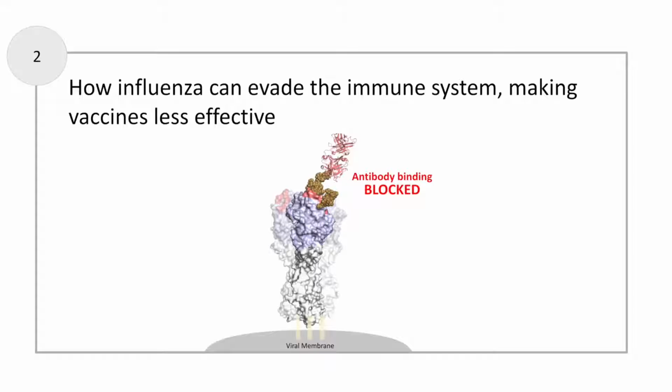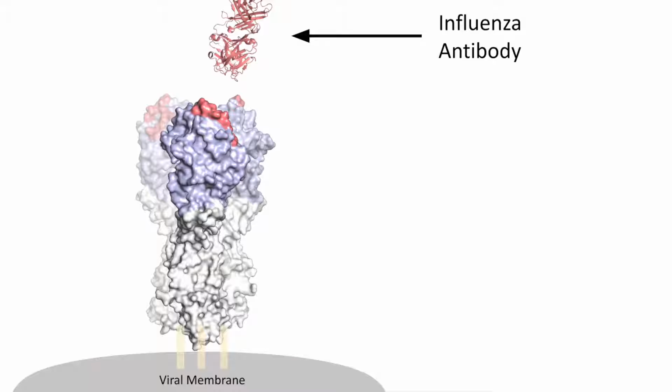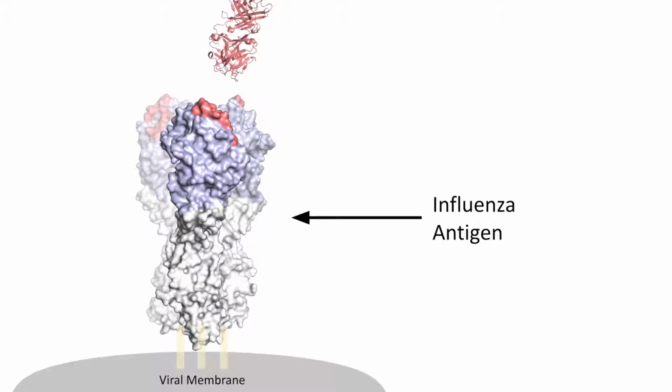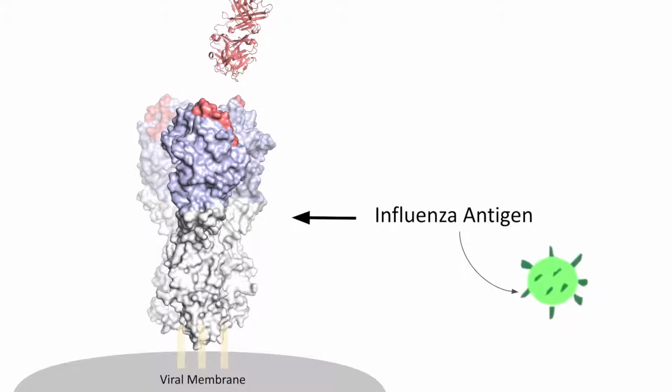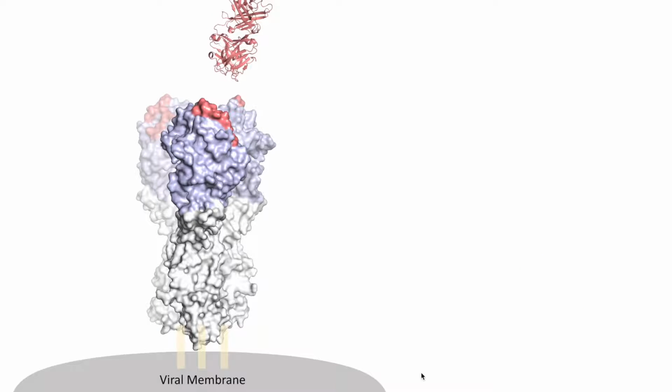Now that we know how influenza can be captured by the immune system, let's learn how it can evade your immune system. In pink is an antibody against influenza. That was this drawing in the cartoon. Here is an influenza antigen. In the cartoon, those were the spikes on the virus. Antibodies bind to specific regions on the antigen. Here, the pink antibody will bind to the pink region.